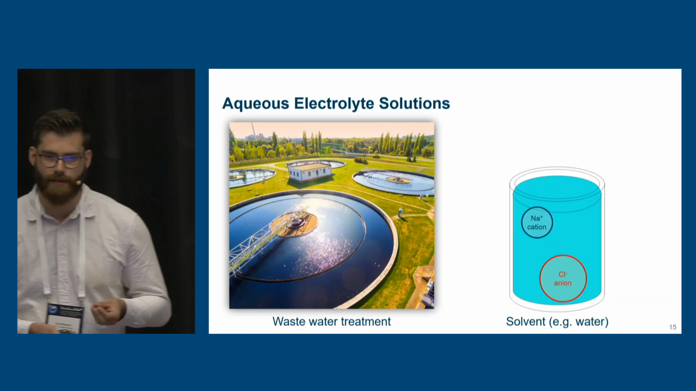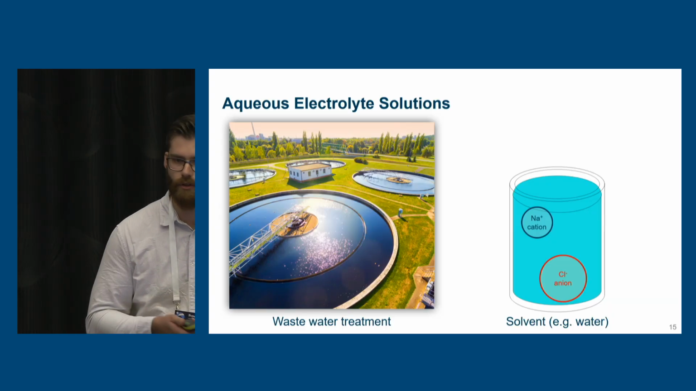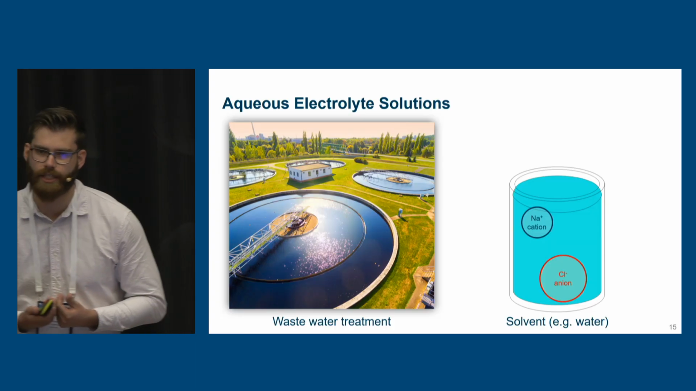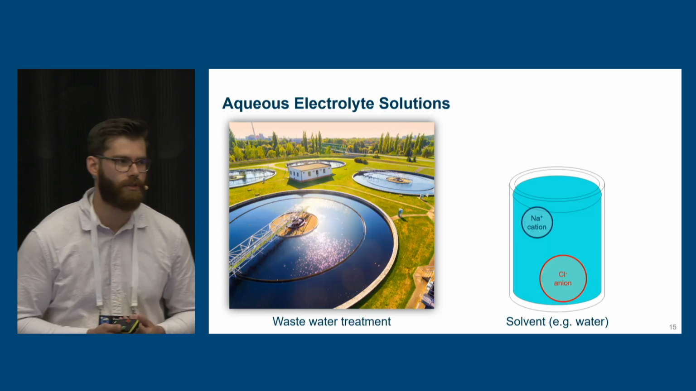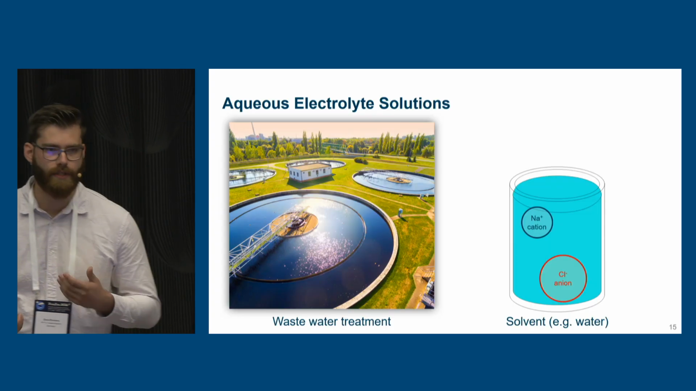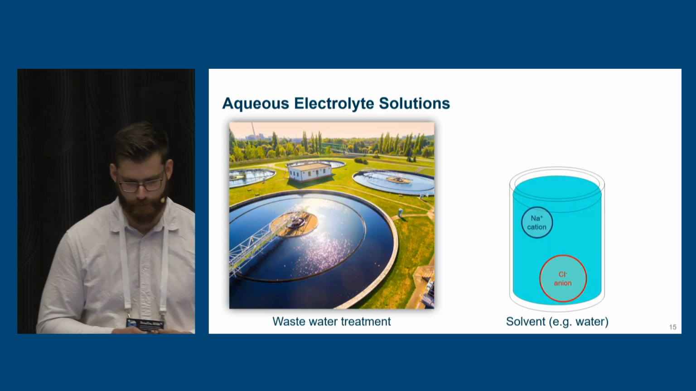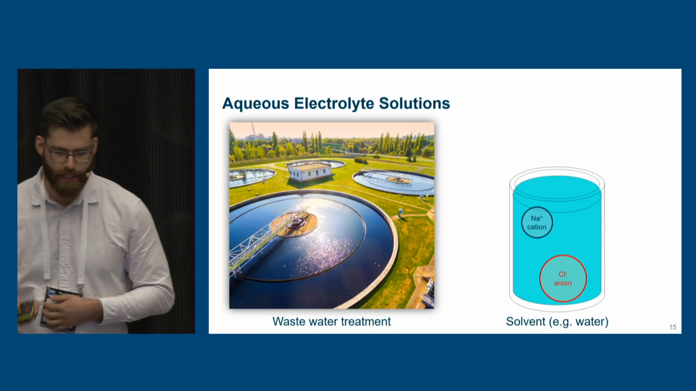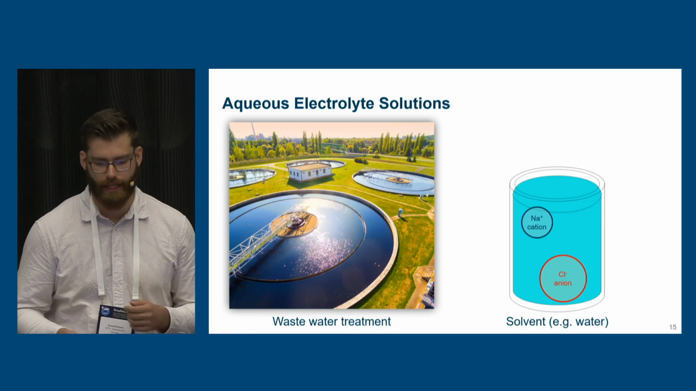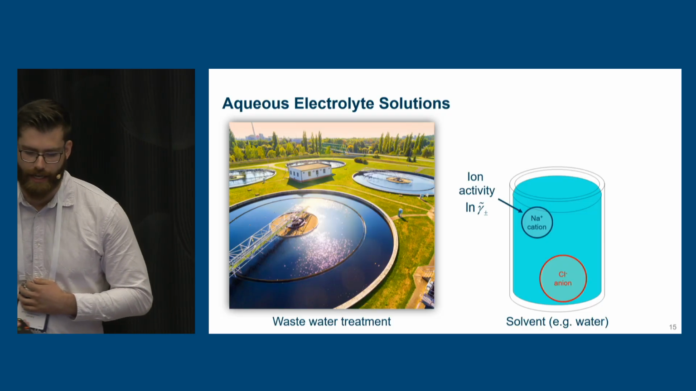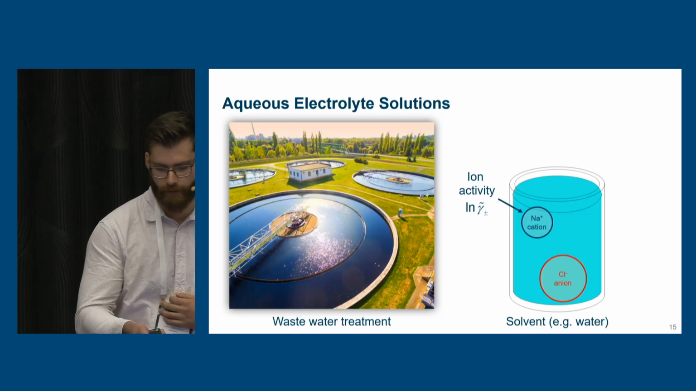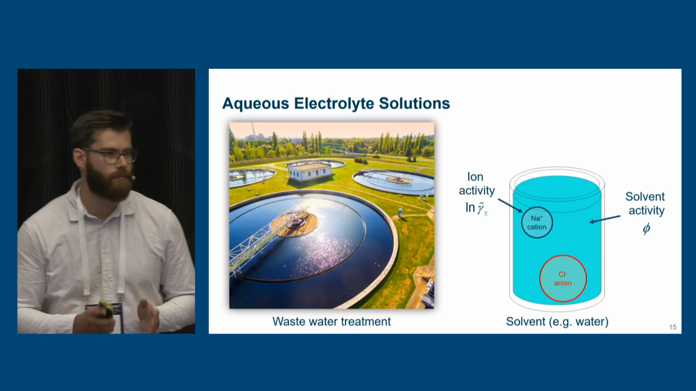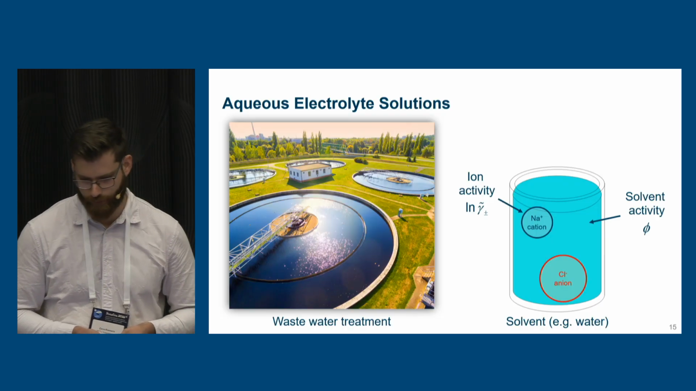Activity is one of the most fundamental mixture properties in thermodynamics, and it's basically an effective concentration that takes into account how much a component wants to react. And it governs things like solubility, for example. In the case of electrolytes, as the activity, we distinguish between the activity of the ion or the electrolyte, gamma, and the activity of the solvent, water in this case, phi. These two properties are connected. They're basically two sides of the same coin.